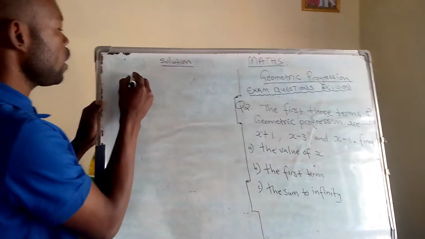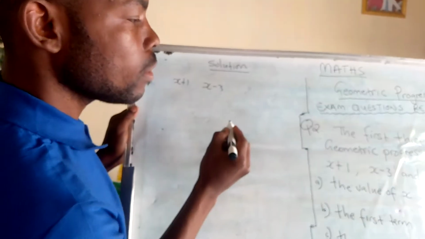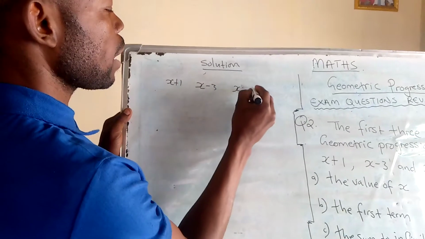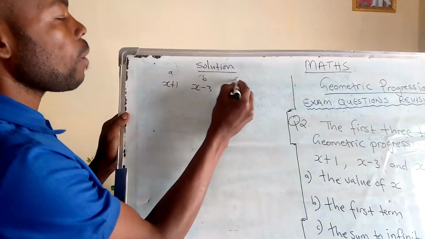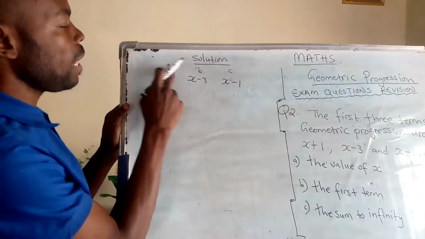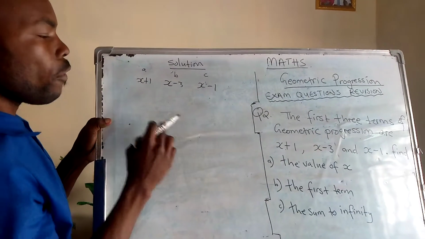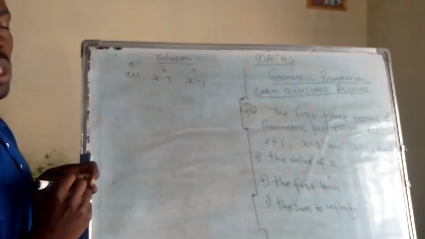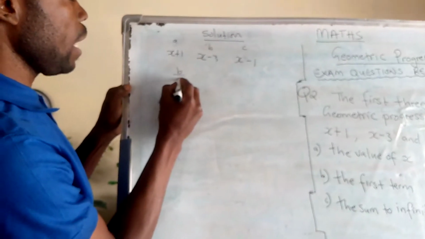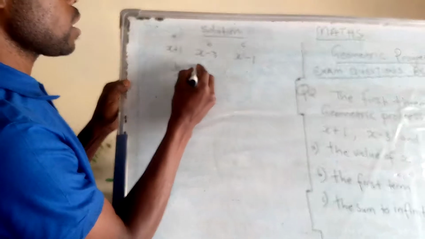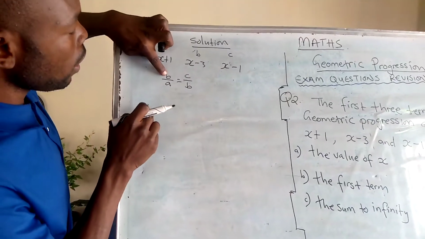So we are going to have x plus 1, x minus 3, and x minus 1. This one is our first term, our second term, our third term. I'm giving them letters A, B, and C. So again, for you to find the value of x, use the geometric mean method, which is B over A equals C over B.